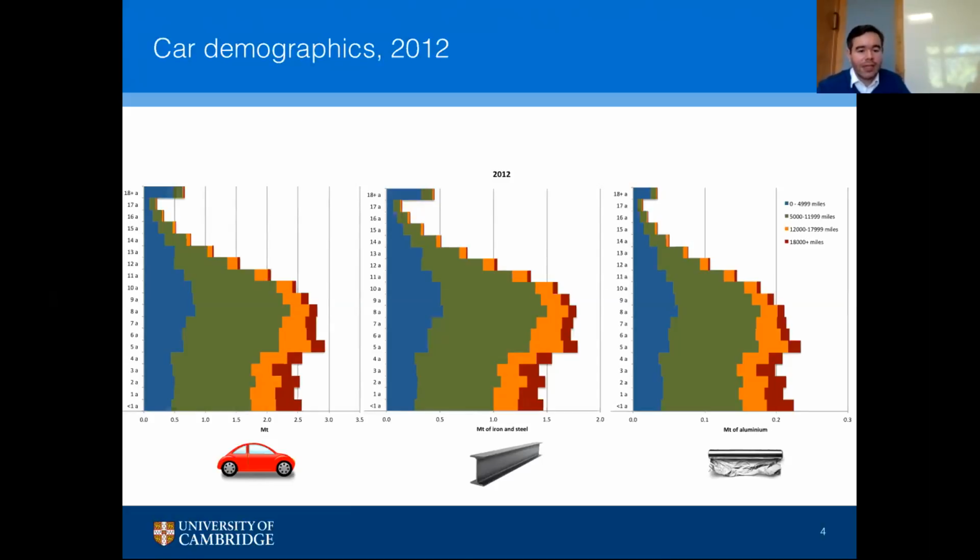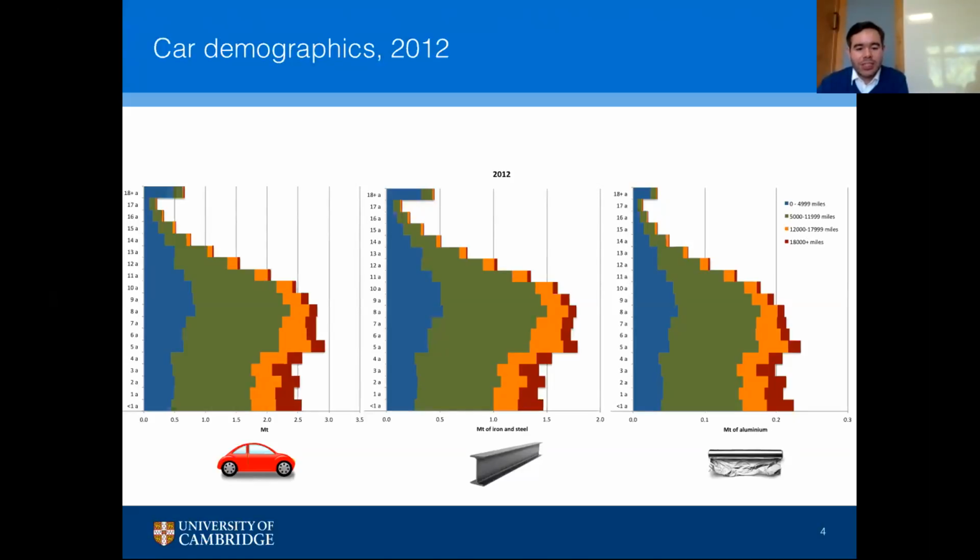But we can also use this representation for individual materials. So in the middle graph, we have a representation of iron and steel, the mass of iron and steel in cars by age of cars. And in the right-hand side, we have a representation of the total mass of aluminium as a function of the age of cars. And immediately, we can see that steel and aluminium have slightly different shapes, and we are using more aluminium in new cars and slightly less iron and steel in new cars.